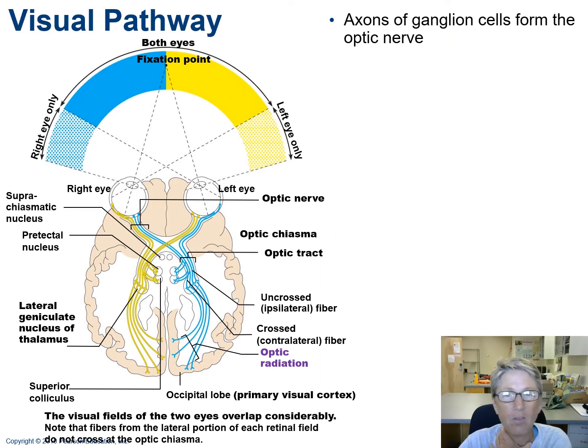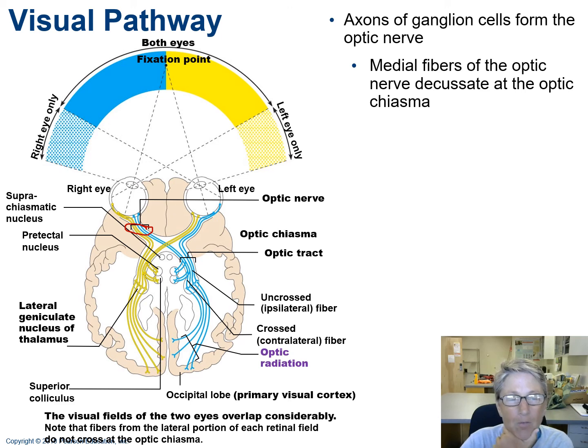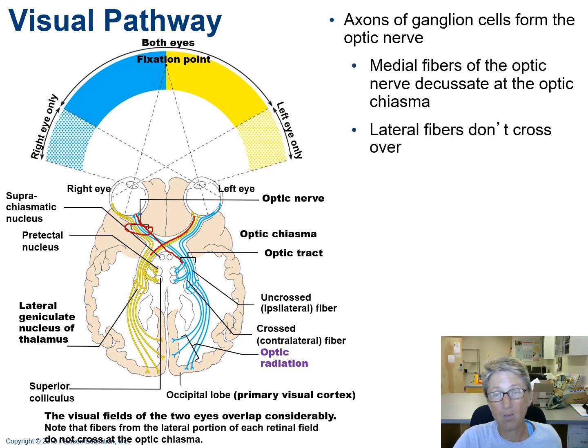So axons of ganglion cells form the optic nerve. That's what I said on the last slide. The medial fibers, so this would be medial, the medial fibers of the optic nerve cross over. So here you have crossing over the medial fibers. Here you have crossing over the medial fibers from the left eye. So they decussate. The whole process is hemidecussation because you only get half of them. But those fibers decussate at the optic chiasm. The lateral fibers, so these guys out here, the lateral fibers do not decussate. They do not cross over.